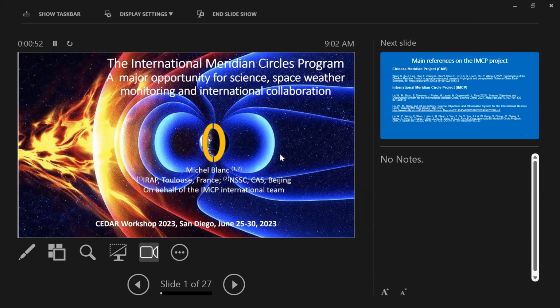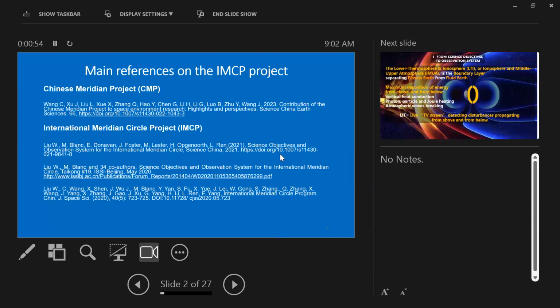So let me tell you first about the bibliography. If you are interested in the project, I recommend these few papers. There is one paper by Shi Wang and collaborators about the Chinese Meridian Project, which is the Chinese component of this big organization. And for the International Meridian Circle project, we have produced 3 papers. One is a report from a Beijing forum that was held in 2019, just before the pandemic. Just have a look and you will see better what the concept is.